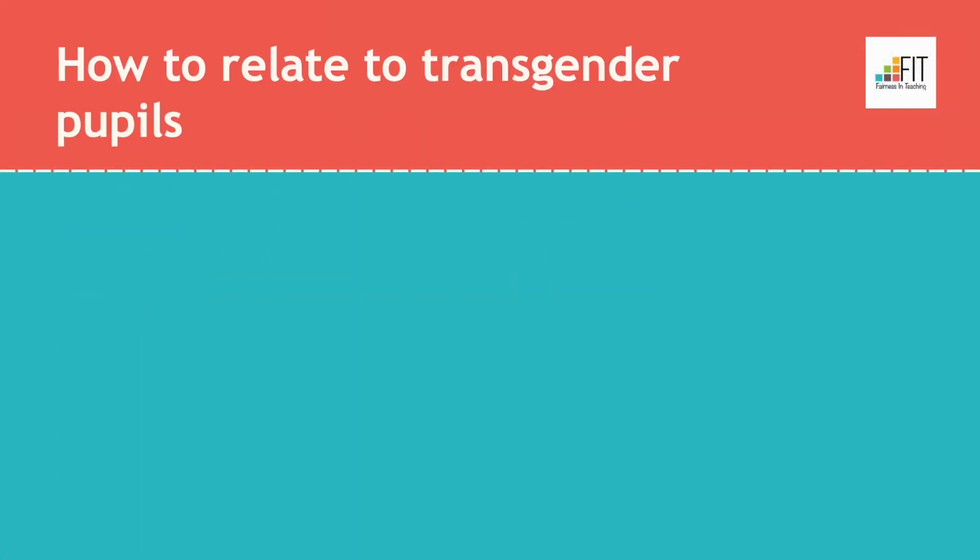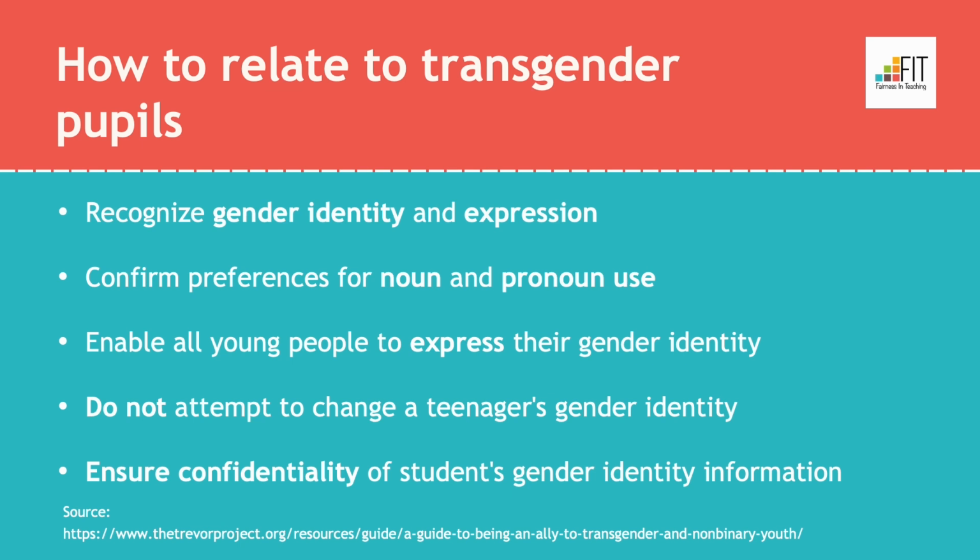Transgender pupils are increasingly part of your classroom. The Trevor Project gives some guidelines on how to relate to them. Recognise, respect, and support students' gender identity and expression. Ask which nouns and pronouns the person prefers you to use. Enable all young people to express their gender identity through their choices of clothes, hairstyles, and accessories. Don't attempt to change a teenager's gender identity or punish them for their expression of gender. Treat a student's gender identity information as confidential to ensure respect and privacy.